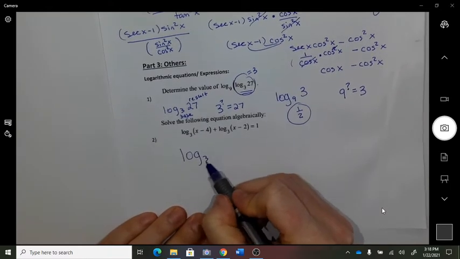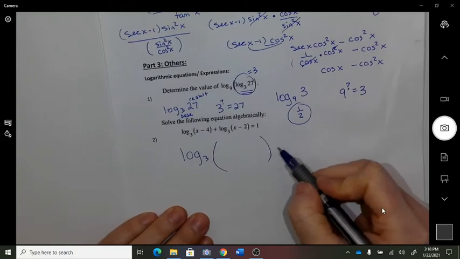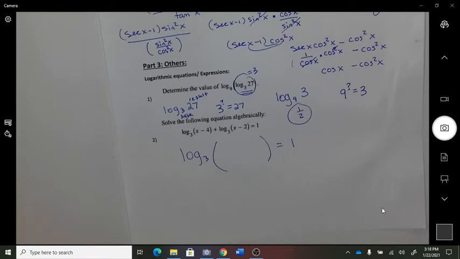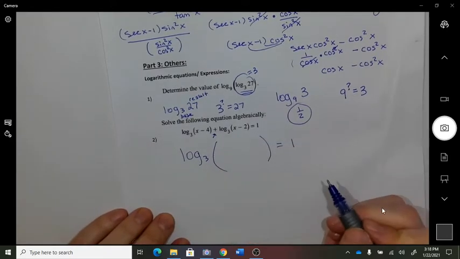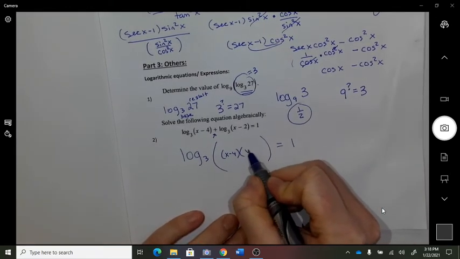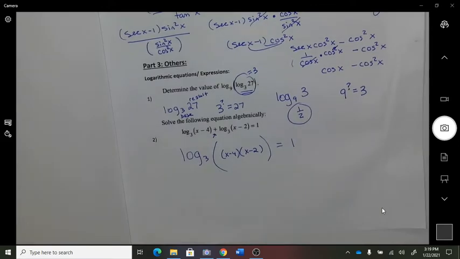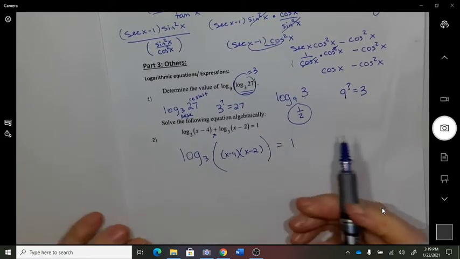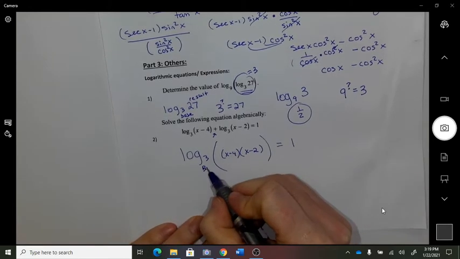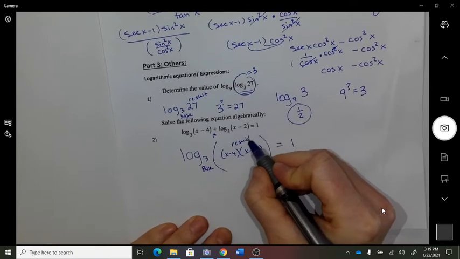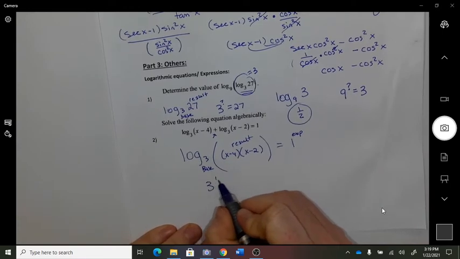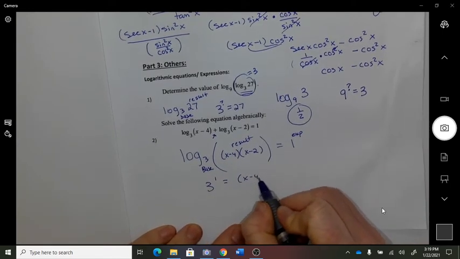Log 3 of something equals 1. So these log 3's, they got separated by adding. So how would I put them back together? I would multiply them. Okay, separation by add means that they were put together with multiplying. Okay, now this is my base, this is the result, and this is the exponent. So I'm going to move them around. 3 to the 1 is this result.